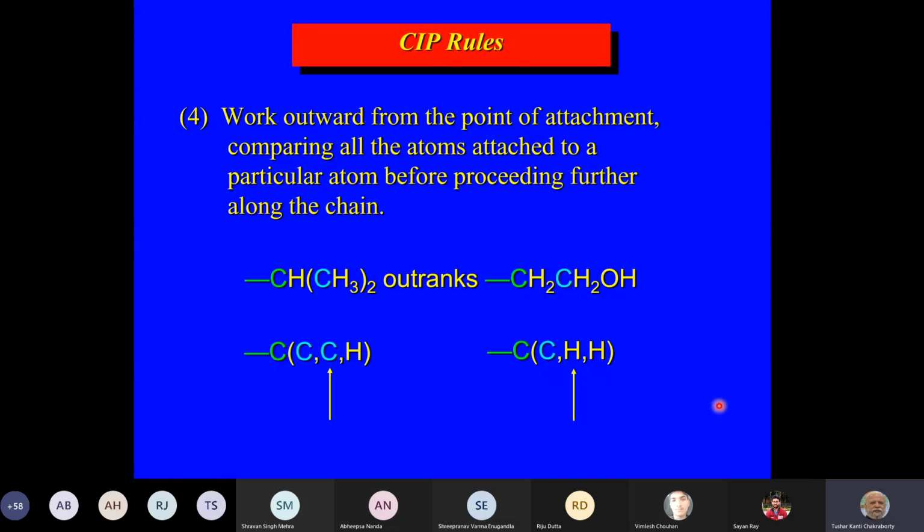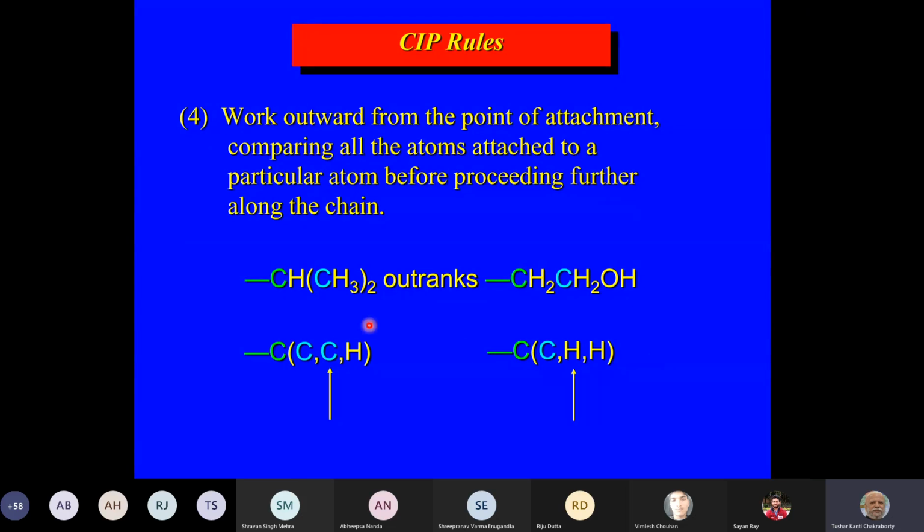Now, the fourth rule is to work outward from the point of attachment. As I say, you go from the first atom, and if you are able to decide at the first atom itself, you don't go to the second atom. For example, you have an isopropyl group, CH, CH3, CH3, and you have CH2, CH2, OH. For the first one you put the substituents attached to the first atom, that is the green colored atom. You have two carbons, C, C, and H. For the second one, you have C, H, H. So at the first atom itself, we are able to decide that this one has a higher priority than the second one. You don't have to go to oxygen.